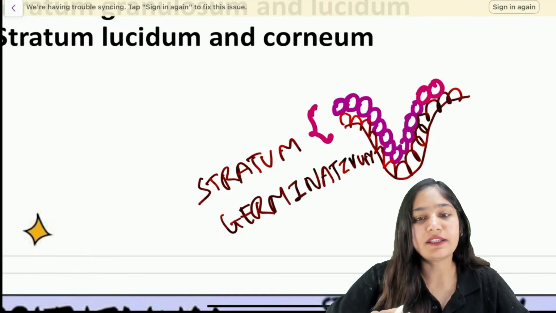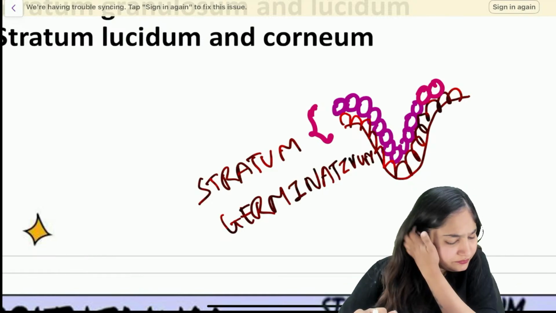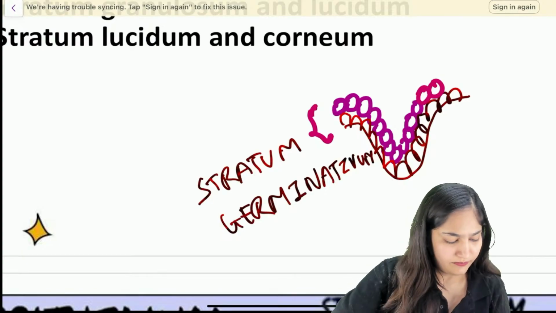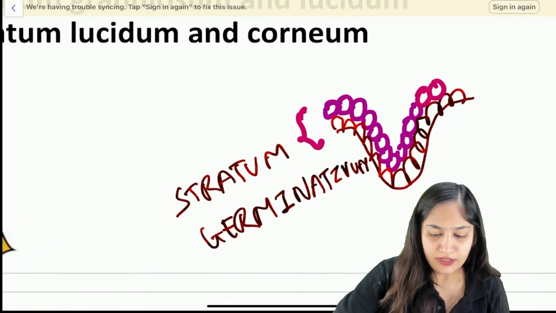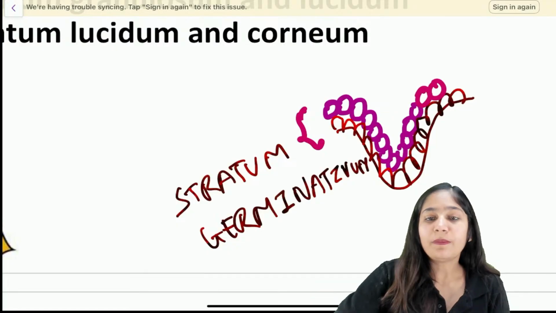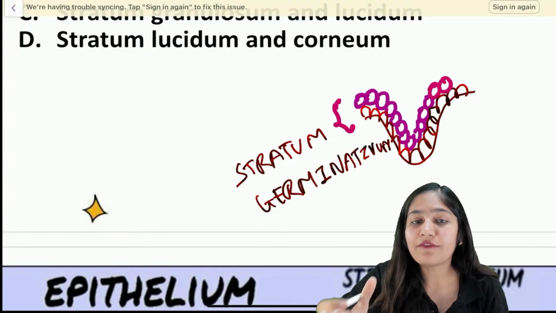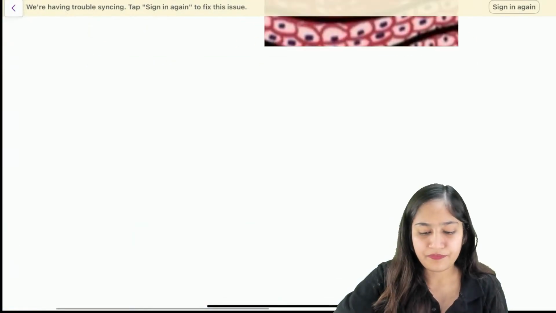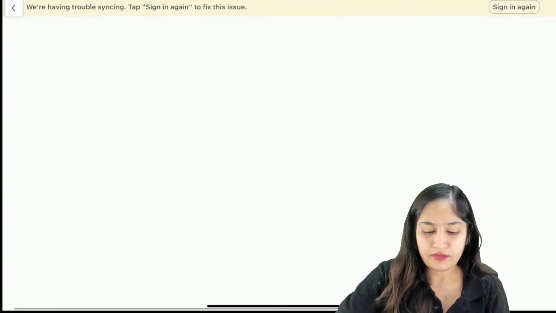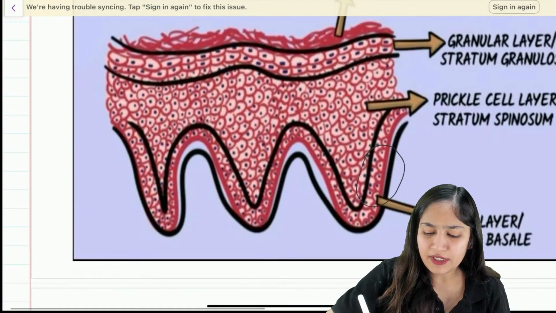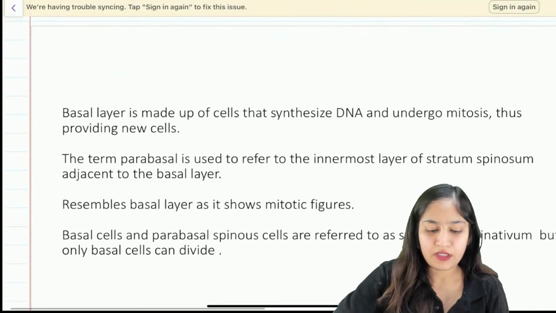Stratum germinativum. Right? So basal and parabasal together form stratum germinativum. In this diagram, we can easily appreciate these two together form stratum germinativum.